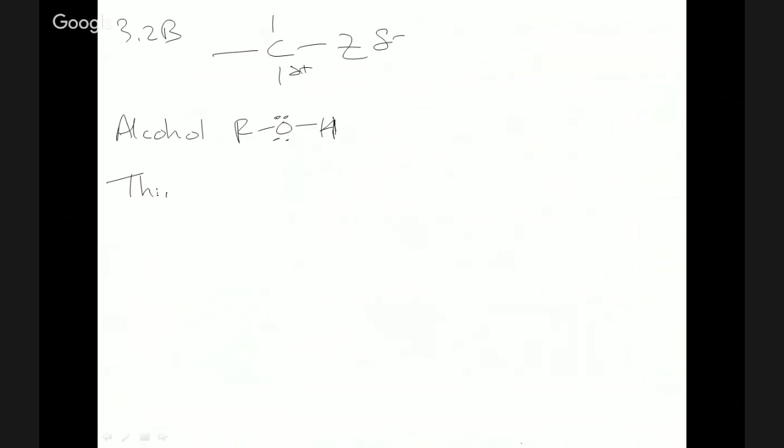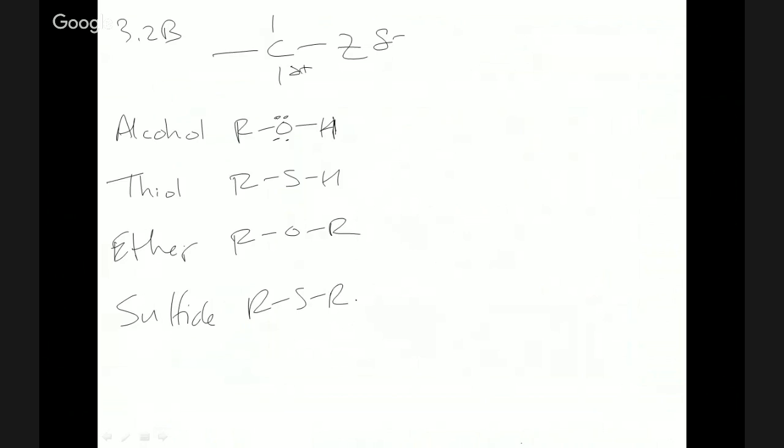You have thiols, that's SH, there are 2 lone pairs on sulfur. Ethers and alcohols are similar, but different. ROR. Sulfide is the sulfur version of ether. And then you have RX. X can be fluorine, chlorine, bromine, or iodine. These are alkyl halides. So CH3Cl will be methyl chloride or chloromethane, or methyl bromide.